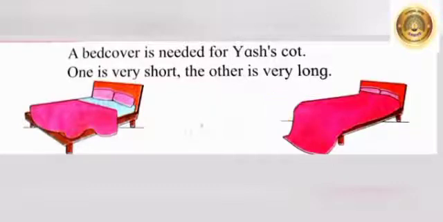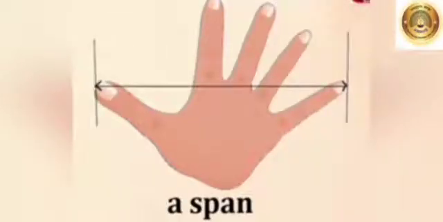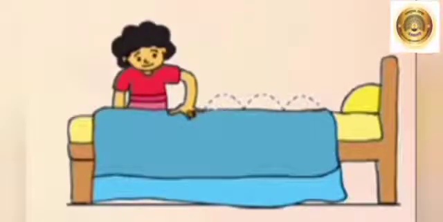Here we want the exact length of the bed. So what we have to do? Yes, first we have to measure the length of the bed or cot and then decide the measure of the bed cover. Now here Yash does not have a tape. Then what he will do? Yes, Yash will measure the length by span. Span means I have already shown you in this picture, right? This distance is called a span.